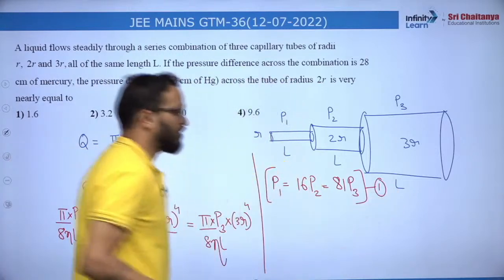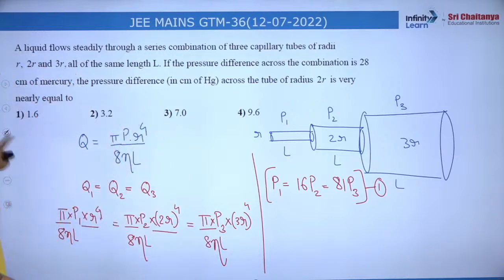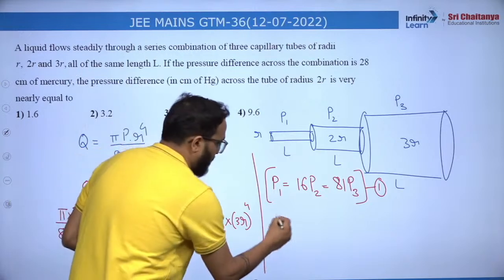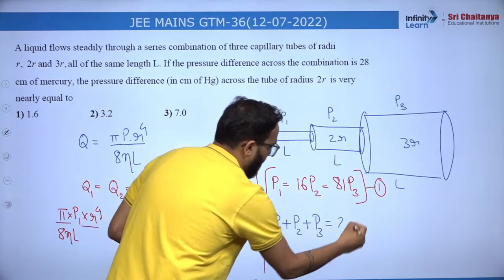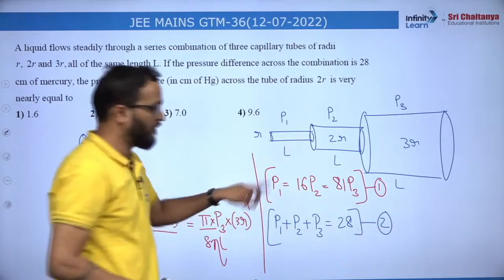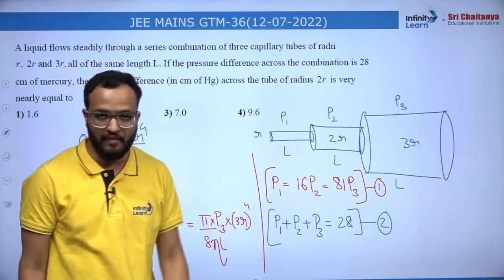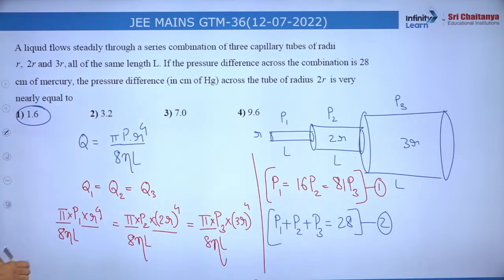Now the second equation that you will write is P1 plus P2 plus P3 is given as 28 centimeter of the mercury column, right? They have mentioned it, fine. So P1 plus P2 plus P3 is 28. I guess from here, if you solve it properly and put the values, definitely you will get the answer of P2, which comes out to be 1.6 centimeter.